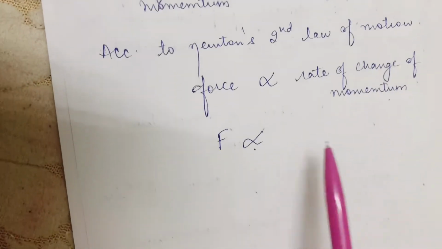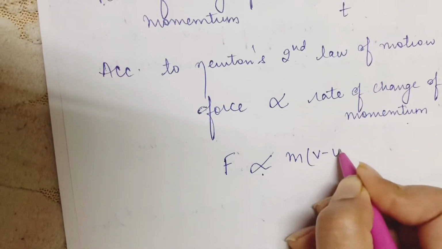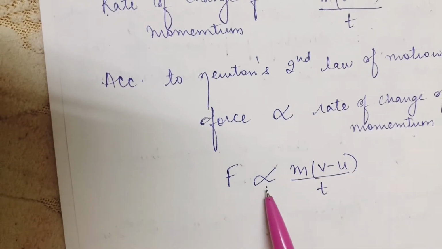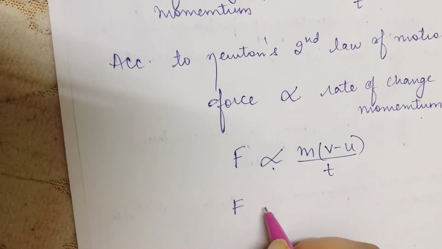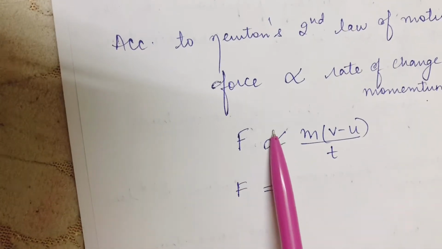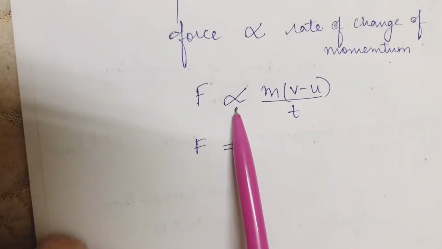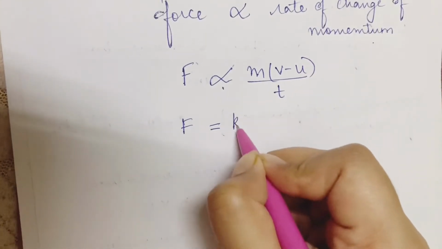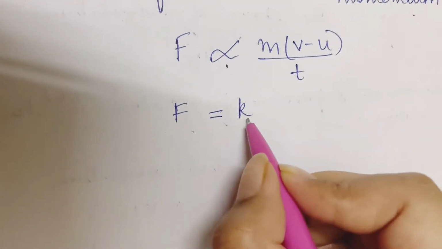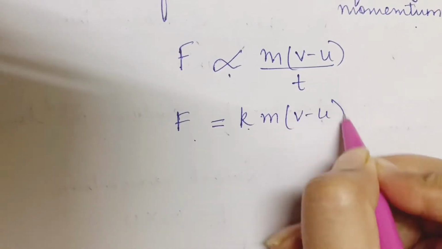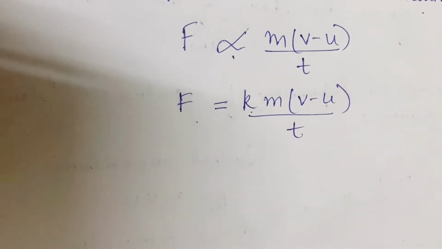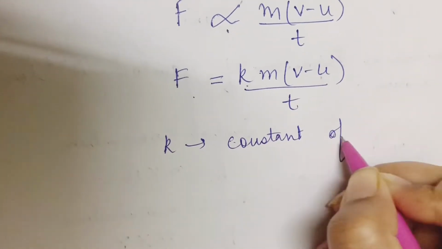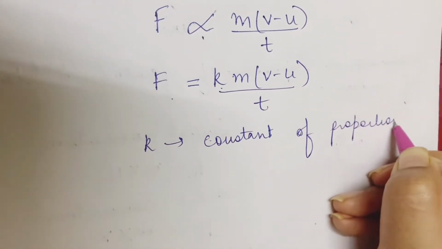Now I will substitute this value in this equation: m(v minus u) upon t. We know that whenever we eliminate this sign, the direct proportionality sign, into an equality sign, there will be one constant. Let that constant be k. So F is equal to k m(v minus u) upon t, where k is known as the constant of proportionality or proportionality constant.